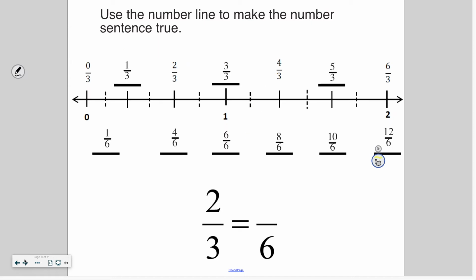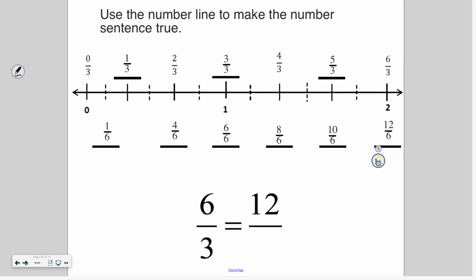So go ahead and try this next one. Again, the number line has already been filled in for you. What fraction is equivalent to 2/3? So you can go ahead and pause and then find the equivalent fraction for 2/3. So 2/3 is right here. If I highlight this whole fraction up and down, I see that 4/6 is equivalent to 2/3. 4/6 and 2/3 are equal. They're on the same exact point on the number line.